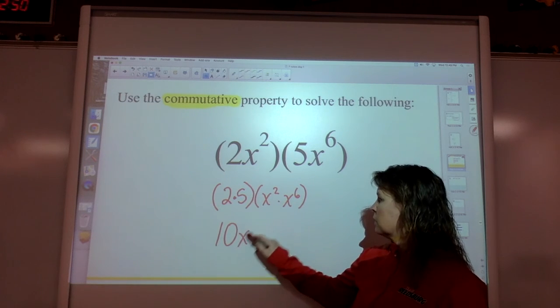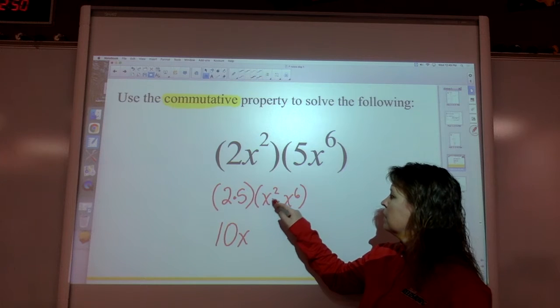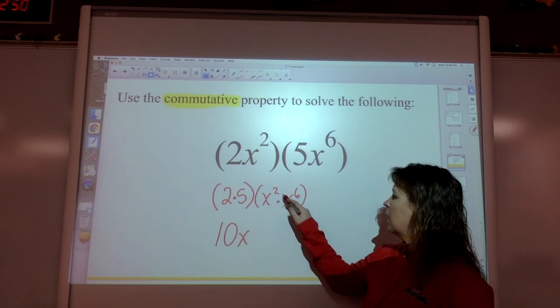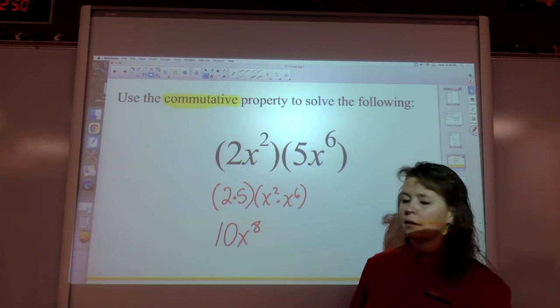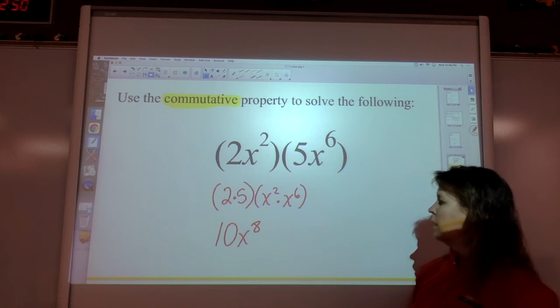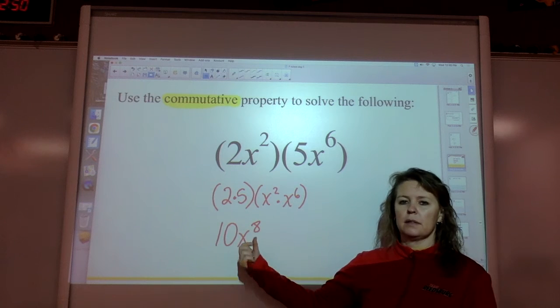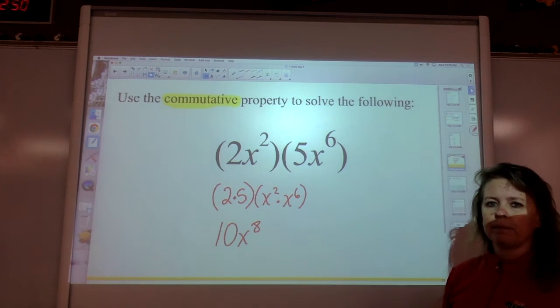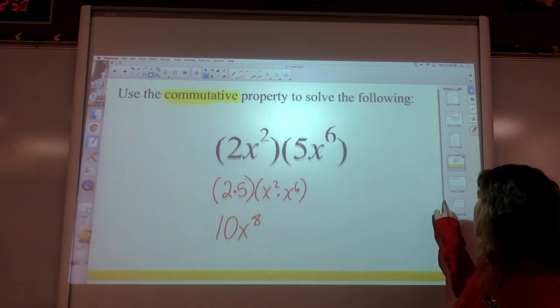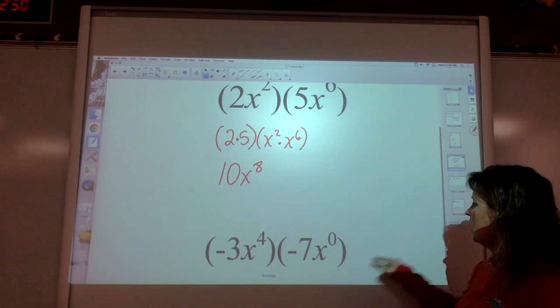Now use your new rules of exponents. What's the rule of exponents? When multiplying, which we are, you add the exponents. 10 x to the 8th. Notice all parentheses are gone. Don't keep them in their parentheses when you simplify it. And there's the commutative property. Let's try another one.